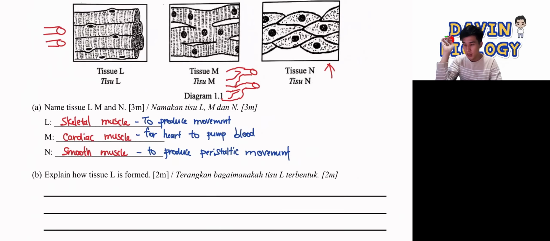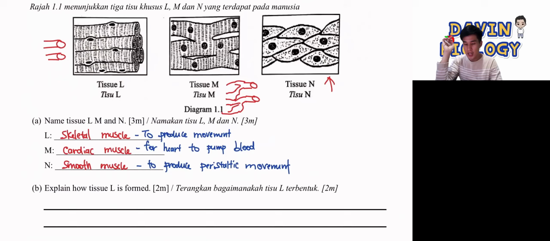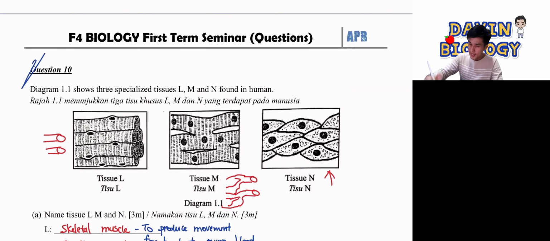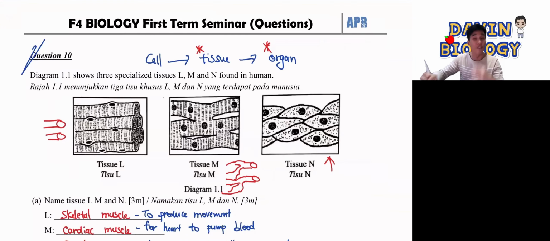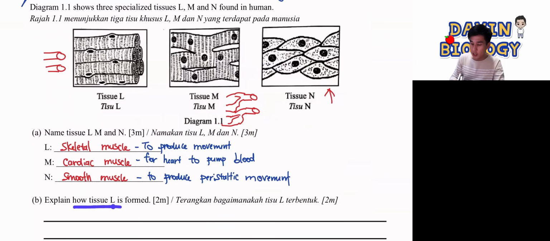Next, how is tissue L formed? Now, cells form tissue. Tissue forms organ. They like to ask you to explain tissue and organ a lot. So this question actually uses the definition to explain. They won't ask you too directly for the definition of tissue L. They will ask like that: how is tissue L formed?